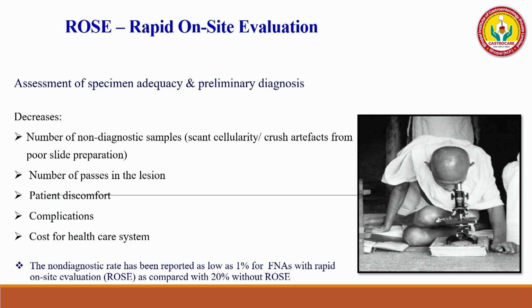Of course there have been various studies which have shown that rapid on-site evaluation will definitely help in decreasing the non-diagnostic samples, and this could be due to various reasons. Either the tissue is showing a lot of desmoplasia, so you're not getting good cellularity, or you've got a good aspirate but you have not made smears in time and so it is all obscured, or there are a lot of crush artifacts. It also reduces the number of passes, reduces patient discomfort, complications, and of course cost to the healthcare system.